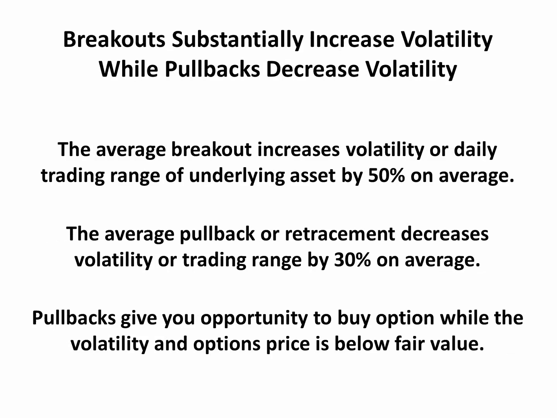All right, now the good news is the fact that pullbacks usually cause stocks to lose volatility or decrease in volatility. Now, I've backtested thousands of breakouts and pullbacks, and the average breakout increases volatility or the trading range by about 50% on average. Because by definition, a breakout is a new higher low in price, and that's a major psychological shift for traders who believe the momentum is never going to stop and continue accumulating till the price no longer moves higher. On the other hand, the average pullback decreases volatility about 30% on average.